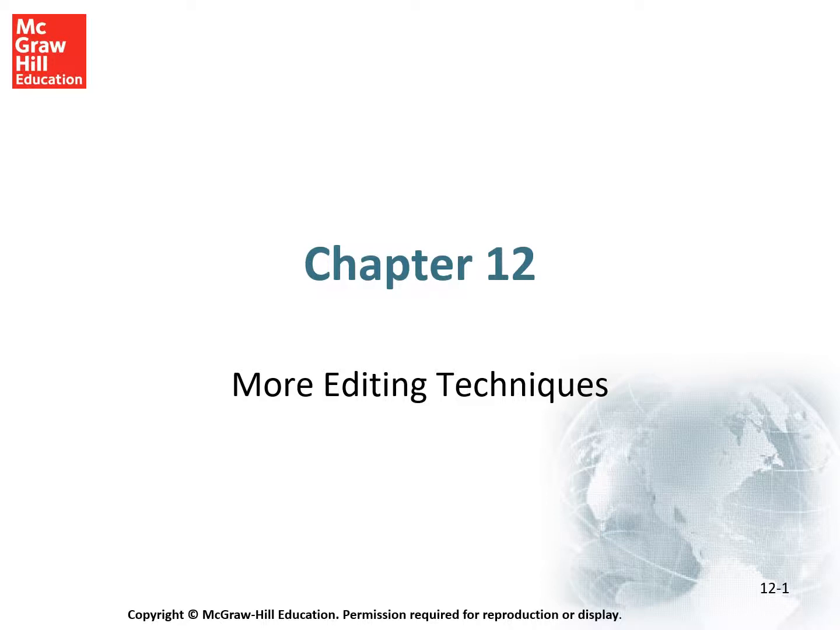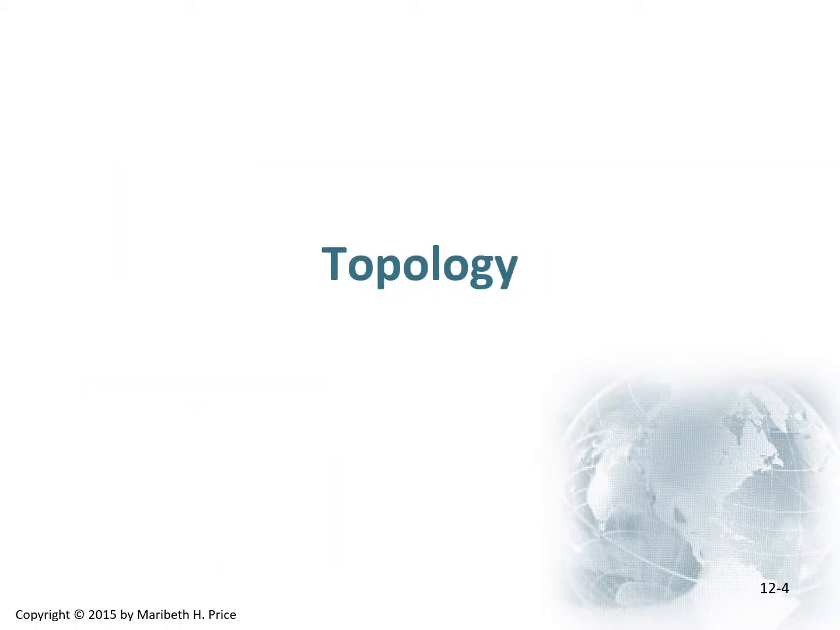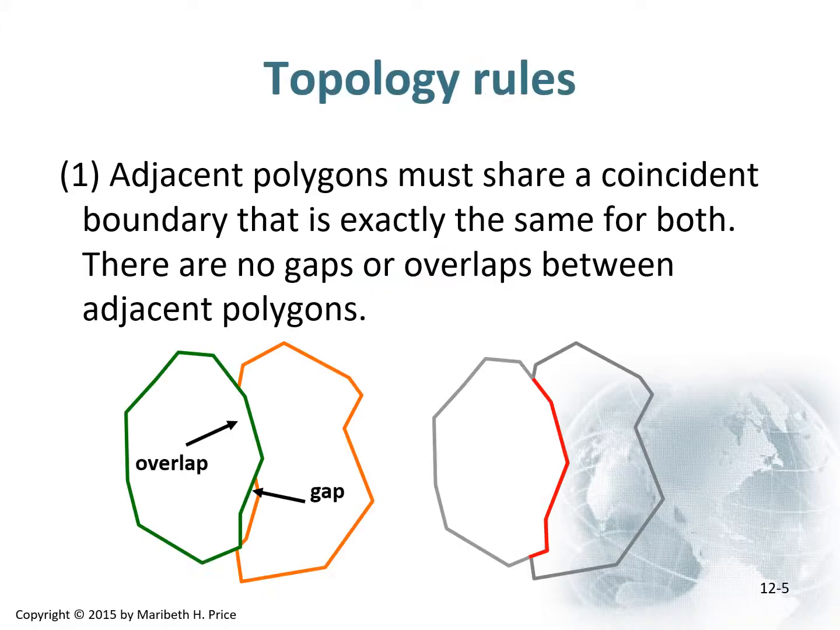Okay, so we're going to cover Chapter 12 a little bit, and Chapter 12 is on more editing. Topology. Topology is the relationships between objects in the GIS, and whether things share a coinciding boundary, whether they overlap, underpass, overpass, etc. So one of the first things we talk about is rules with topology.